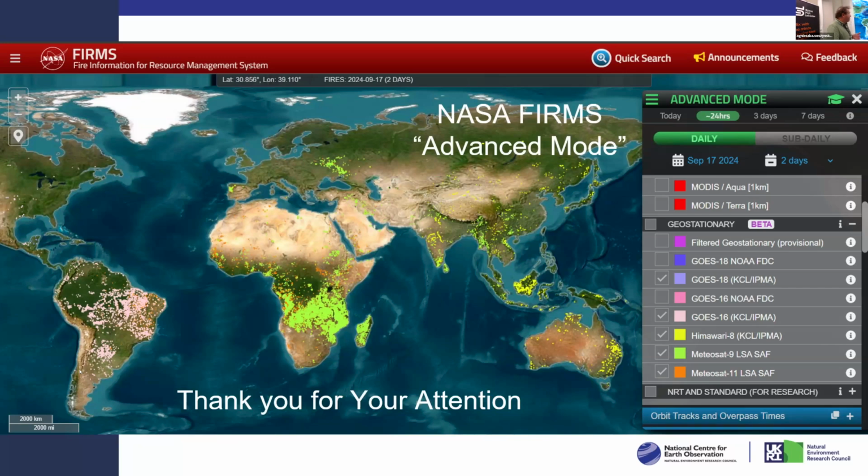I would say that cloud is a problem. Fortunately, in general, fires are most prevalent in periods of the year when there's not too much cloud.